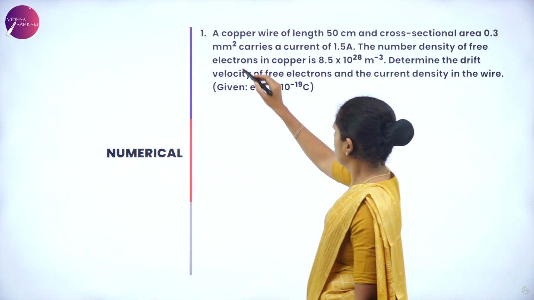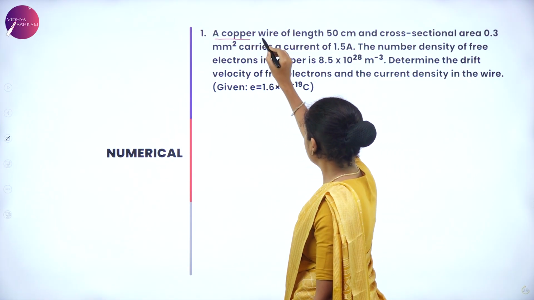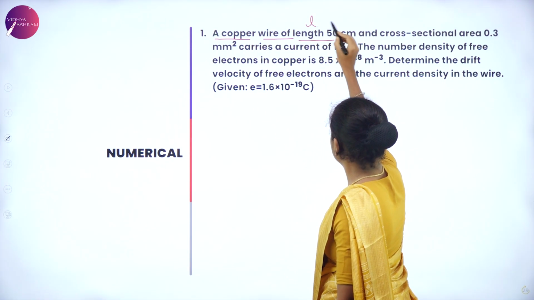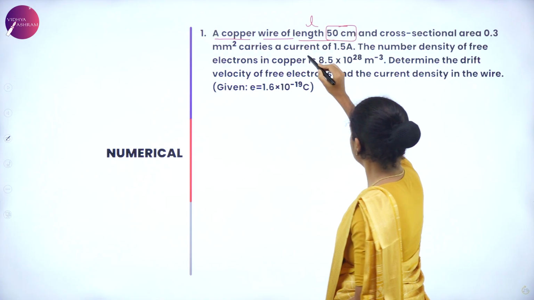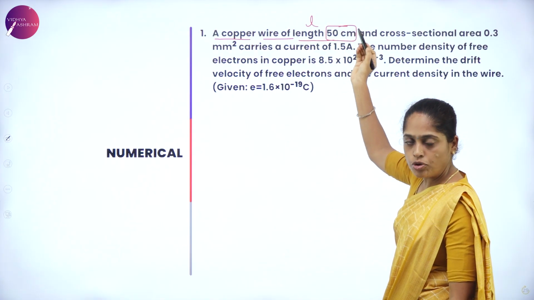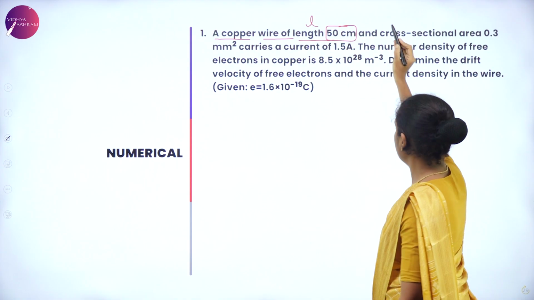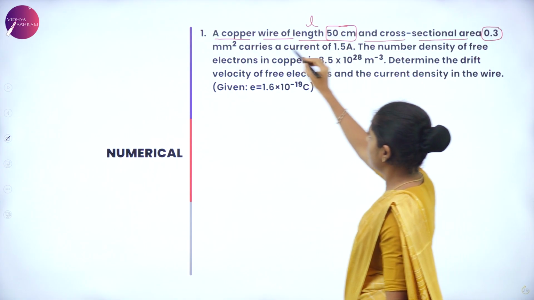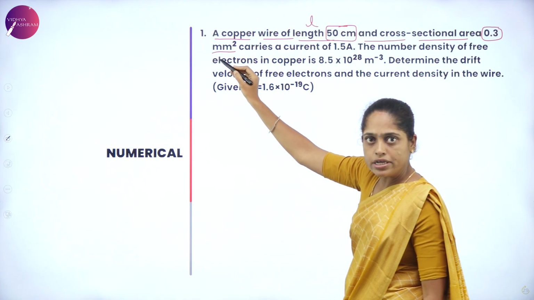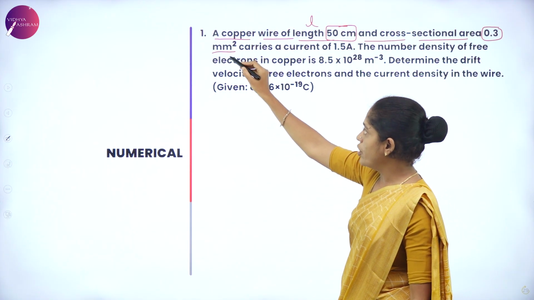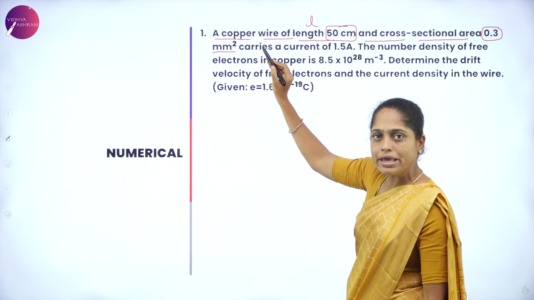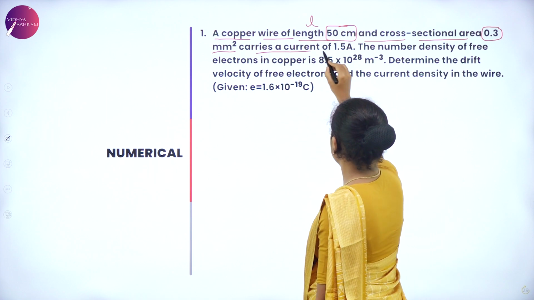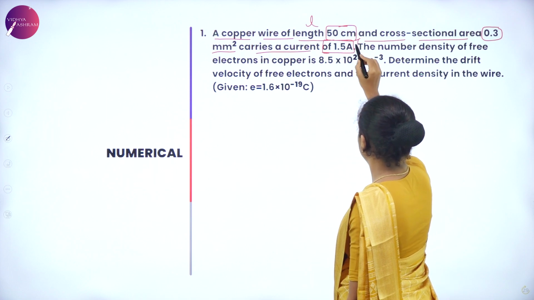Problem number 1. The problem is a copper wire of length 50 centimeter. So it is in centimeter. We need to convert it into SI unit. And the cross-sectional area of 0.3 millimeter square. Even though it is in millimeter square, we have to convert it into SI unit. Carries a current of 1.5 ampere.